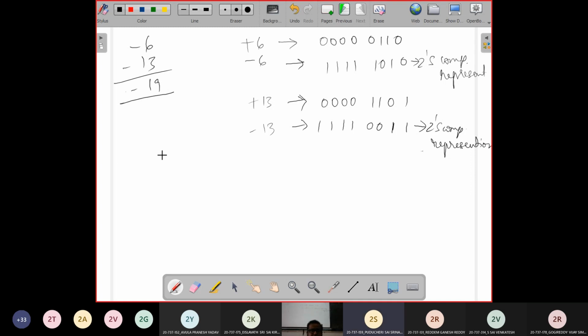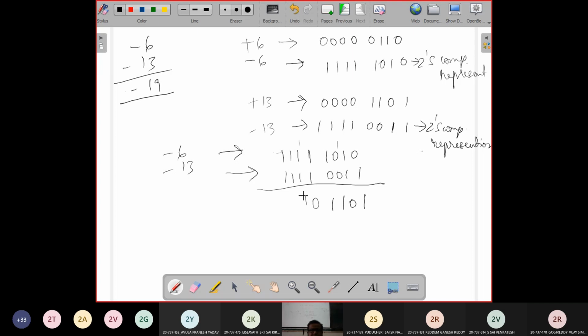Now we have to perform this operation, minus 6 minus 13. Minus 6 you represent using the signed 2's complement representation. That is, I represent it as 4 ones followed by 1, 0, 1, 0. Now minus 13 you represent using signed 2's complement representation. That is 4 ones followed by 0, 0, 1, 1. So you add. This will be 1 here, this will be 0 carry 1, then 1, 0 carry 1, 1 carry 1, 1 carry 1.